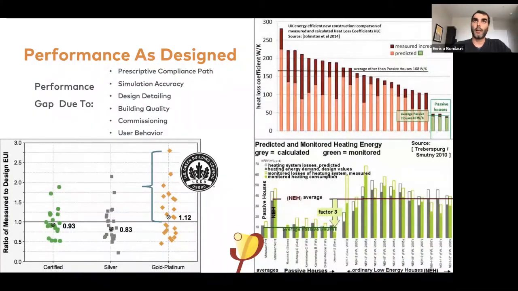So Passive House is very OCD, if you want, about the whole process, and that leads to a performance gap that is negligible. That is shown on the two graphs on the right-hand side. The top is from the UK and the bottom is from Germany, but it shows very good correspondence between the design performance, the expected performance, and the performance as the building was occupied. Whereas the graph on the left about LEED shows that for the gold and platinum, especially, the energy usage can be significantly higher than expected.